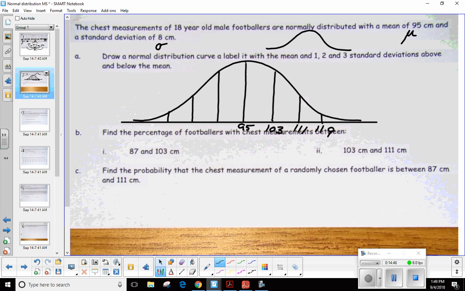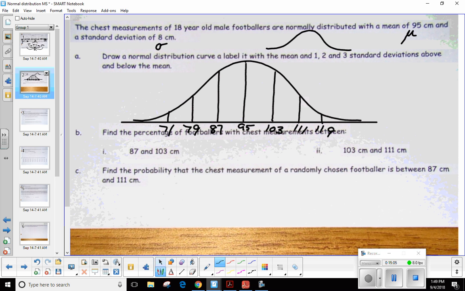Okay. And then now let's go back in the opposite direction. 95 minus 8 is 87. 79. 71. Okay.